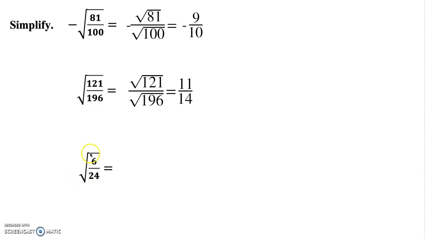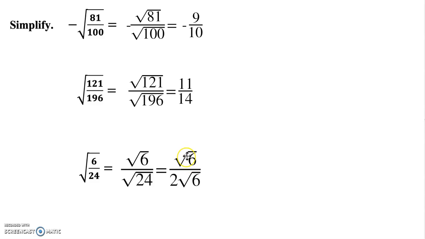Here we have the square root of 6 over 24. That becomes the square root of 6 over the square root of 24. But notice the square root of 6 and the square root of 24 aren't perfect squares, so we have to try and simplify. The square root of 6 doesn't simplify. None of the factors are perfect squares. 1, 3, 2, 6, none of those are perfect squares other than 1.